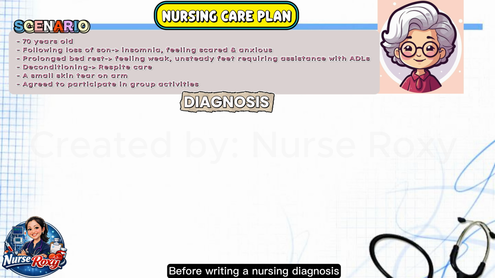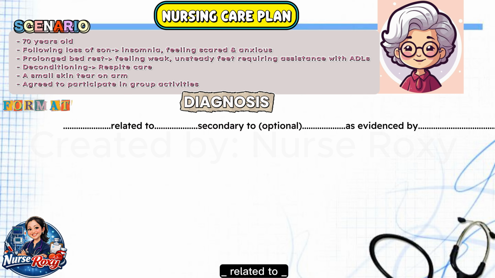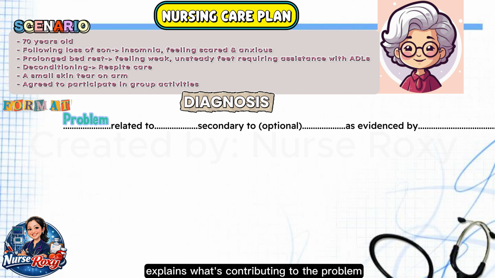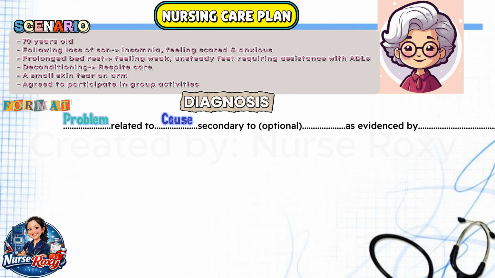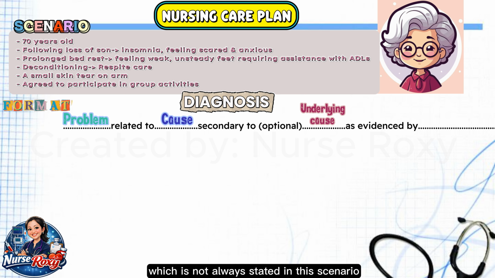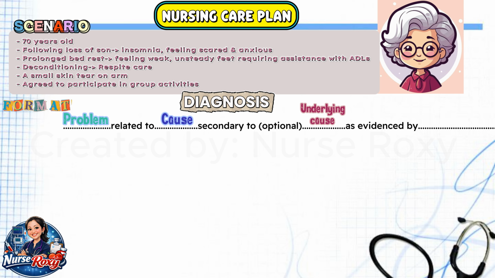Before writing a nursing diagnosis, it's important to understand the standard format. Blank, related to blank, secondary to blank (which is optional), as evidenced by blank. The first part identifies the problem. The second part explains what's contributing to the problem, and the optional secondary to helps clarify the underlying cause, which is not always stated. The final part, as evidenced by, describes the signs, symptoms, or defining characteristics that support the diagnosis.